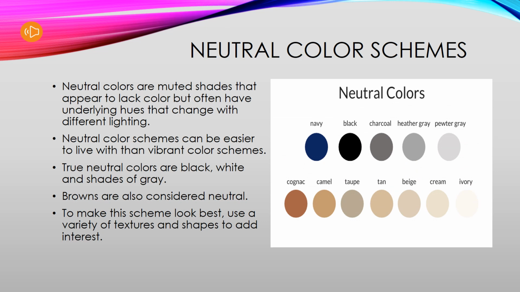Let us begin with neutral color schemes. Neutral colors are muted shades that appear to lack color but often have underlying hues that change with different lighting. Neutral color schemes can be easier to live with than vibrant color schemes. True neutral colors are black, white, and shades of gray. Browns are also considered neutral. To make this scheme look best, use a variety of textures and shapes to add interest.